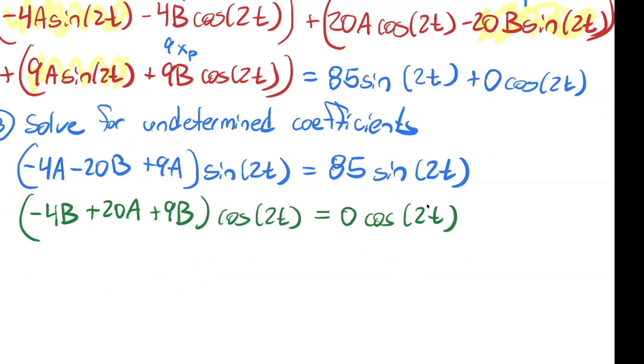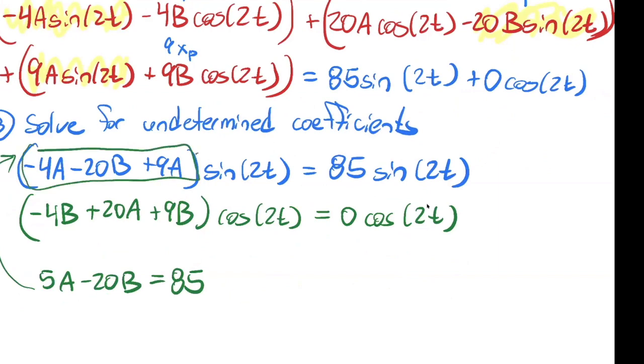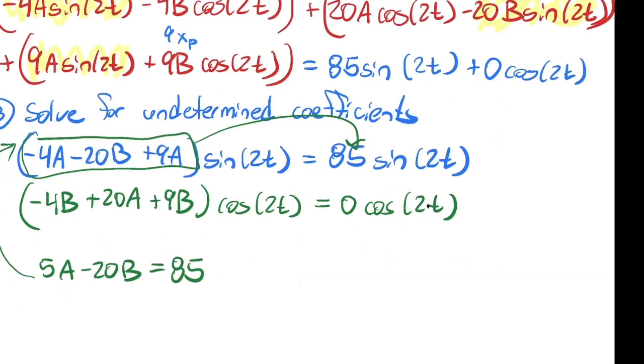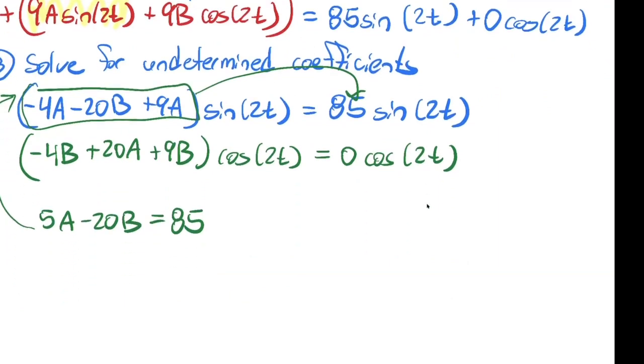So from this, we get one equation, which is 5a minus 20b. That should equal 85. That comes from this equation, setting all of this stuff equal to 85. And we have the same from the other equation, which would be 20a plus 5b is equal to 0.